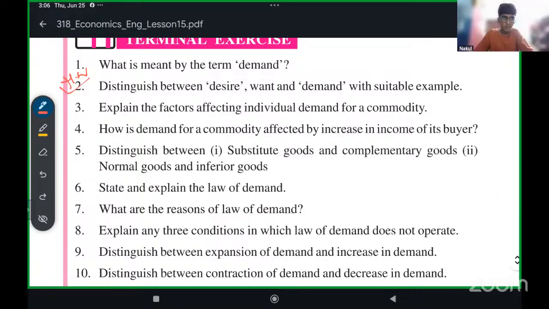Can you tell me what's the difference between substitute goods and complementary goods? I know substitute goods, but what is complementary? Kind of forgot.